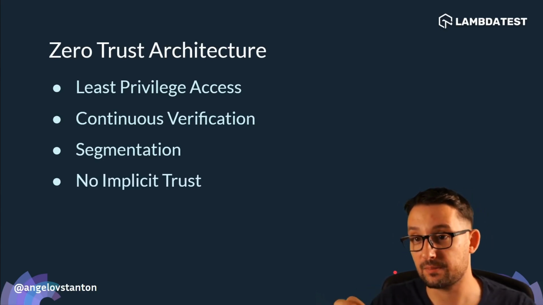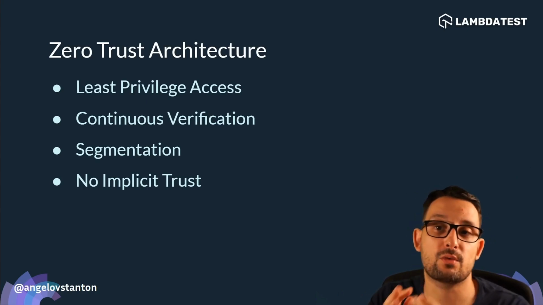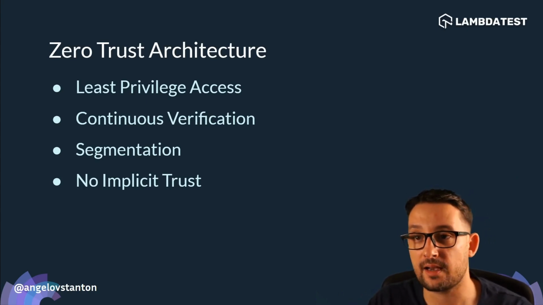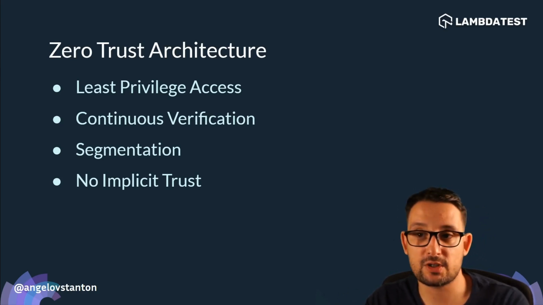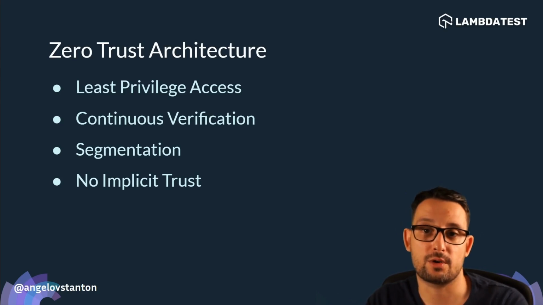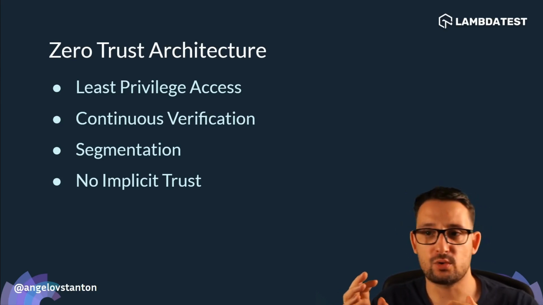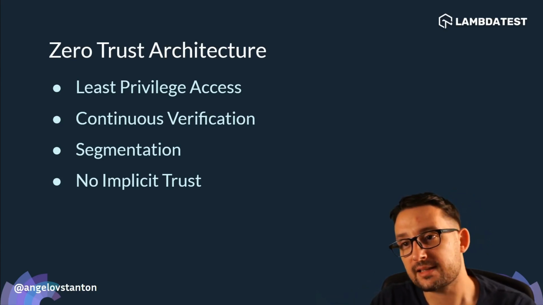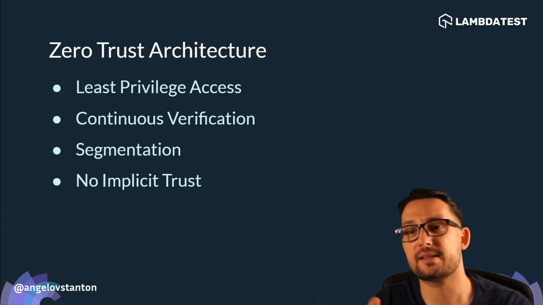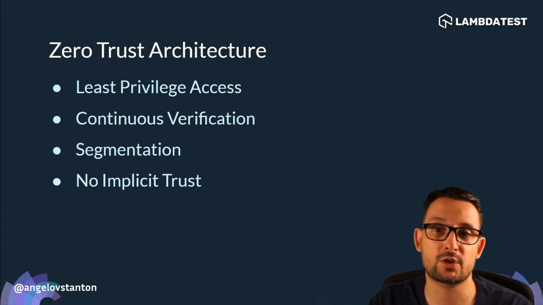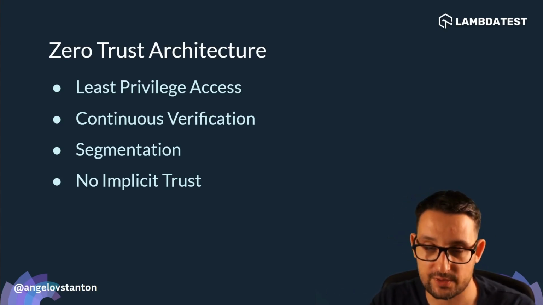No implicit trust. No device, user, or network is inherently trusted regardless of its location, whether inside or outside the network perimeter. Every request is treated as potentially malicious and is verified accordingly. Alright, so incorporating zero trust into your security model ensures that even if part of the system is compromised, it won't compromise the entire network, offering stronger protection for modern applications, systems and test automation frameworks.